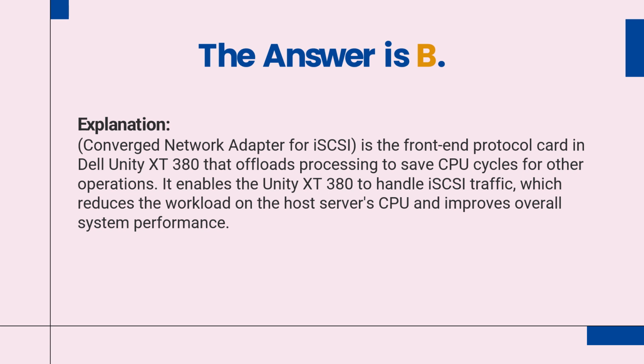Converged Network Adapter for iSCSI is the front-end protocol card in Dell Unity XT380 that offloads processing to save CPU cycles for other operations. It enables the Unity XT380 to handle iSCSI traffic, which reduces the workload on the host server's CPU and improves overall system performance.